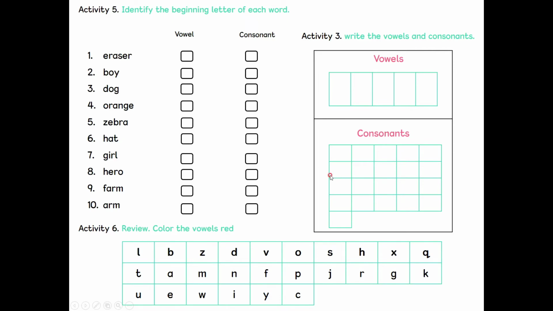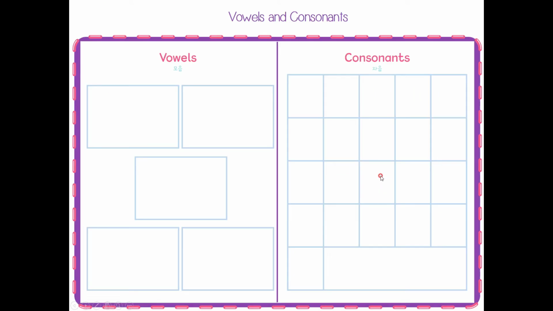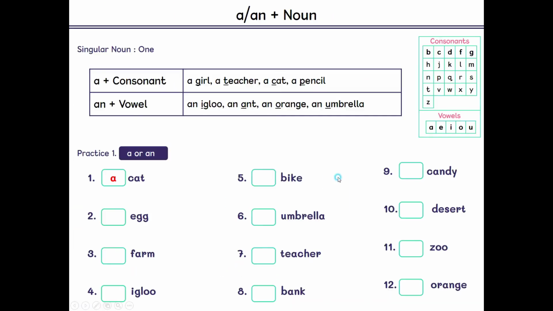And this is for laminating purposes. After learning the vowels and consonants, up next is learning when to use am plus noun. Since students have learned the concept of vowels and consonants, it will be easier for them to do this part. I created different worksheet activities for this, and here they are.